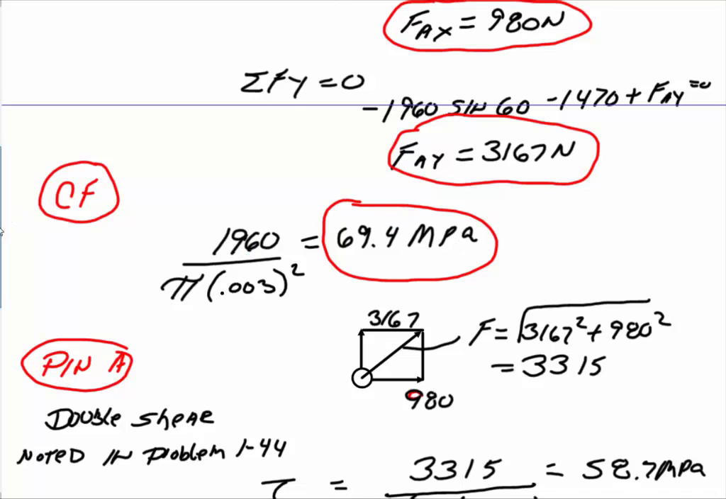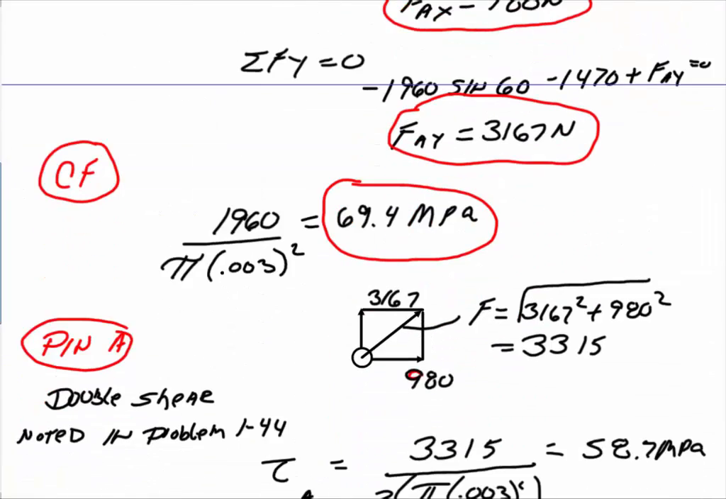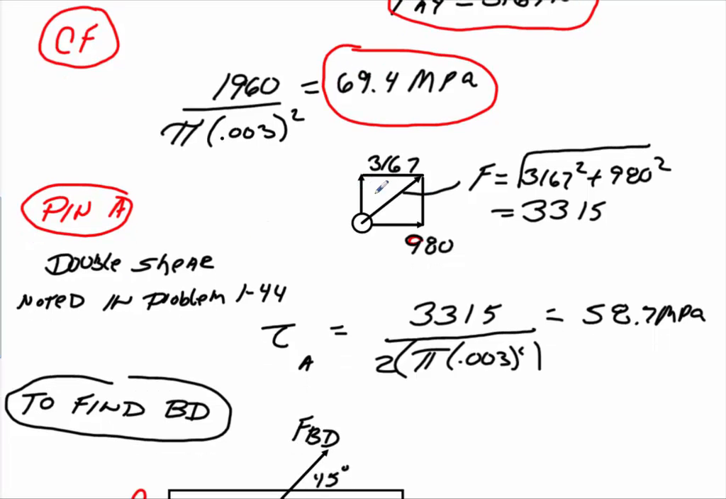Now, same way when you're doing your shear stress at A or any joint, you got to make sure you get all the loading. So I have this one and this one. So what I did was I used Pythagorean theorem. I found out what the resultant would be of the two. I got 3315. Again, it's in double shear as noted in one problem. I think it's 14.44. So I take the load divided by double the area. That gives me 58.7 megapascals.